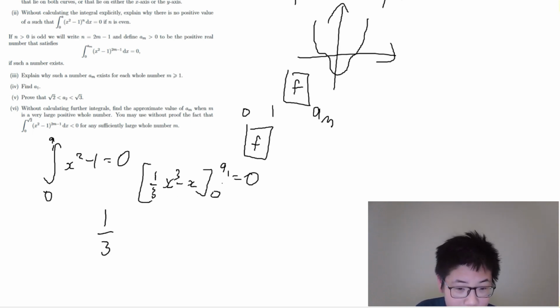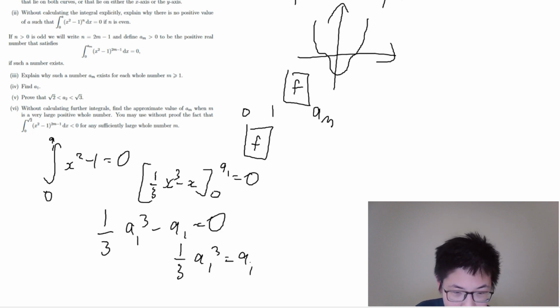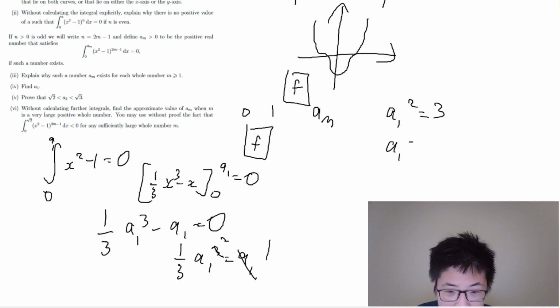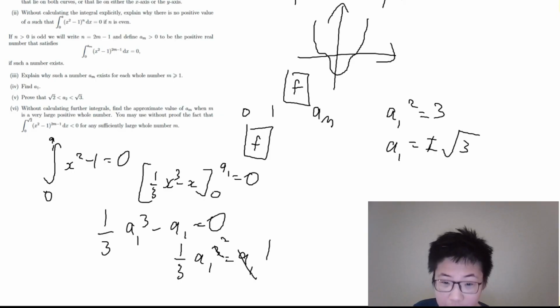Let's just call it a_1. (1/3)a_1 cubed minus a_1 equals 0. And this means (1/3)a_1 cubed equals a_1. Therefore, we can take out a_1 from all of these and end up with 1 here. So this means a_1 squared equals 3, and a_1 equals plus or minus the square root of 3. Since the negative solution is, well, negative, we can just rub out the entire negative solution.